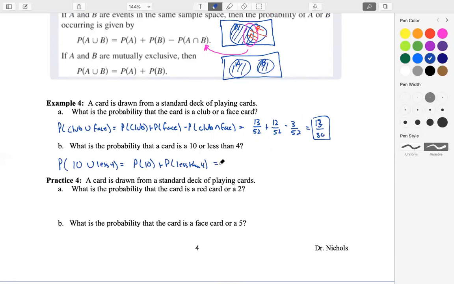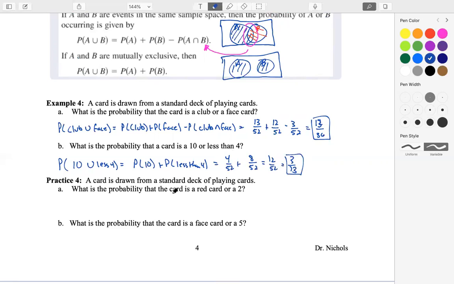So how many are 10? There are 4 10s in a deck of cards. And then there are 8 cards that are less than 4, strictly less than 4. When you add those, you get 12 out of 52, and you get 3 out of 13 as your answer. All right, again, let's try practice number 4, and let's see what you get.